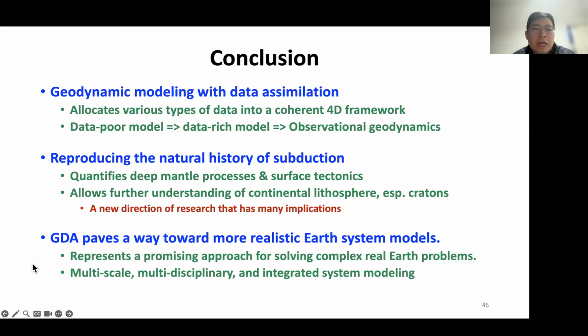In the end, I would say that the GPA also provides a way forward for more realistic, more complex Earth models. And of course, people have different opinions on this one, but I would say that at least there's a hope, right? So it represents a promising way to solving more complex Earth systems, for example, multi-scale, multidisciplinary, or integrated Earth system problems. So with that, I will stop here and take some questions. Thank you very much.